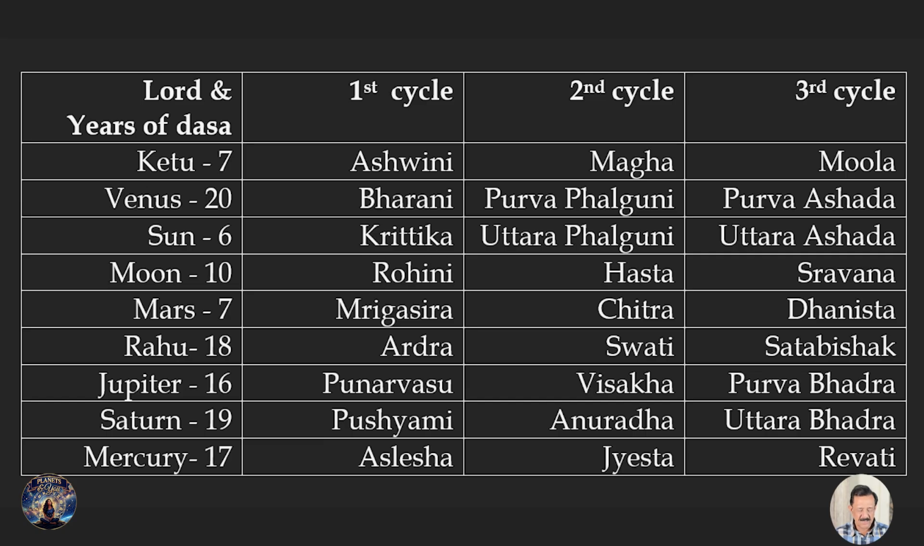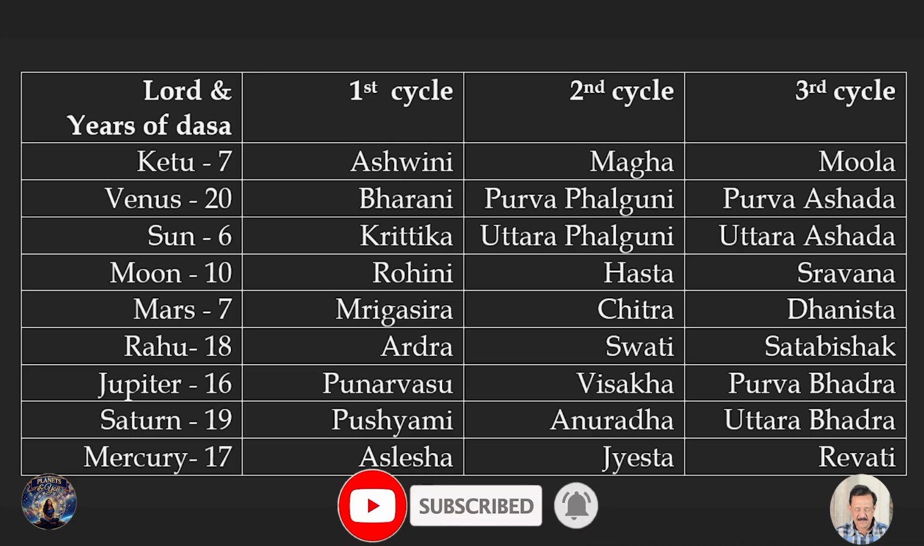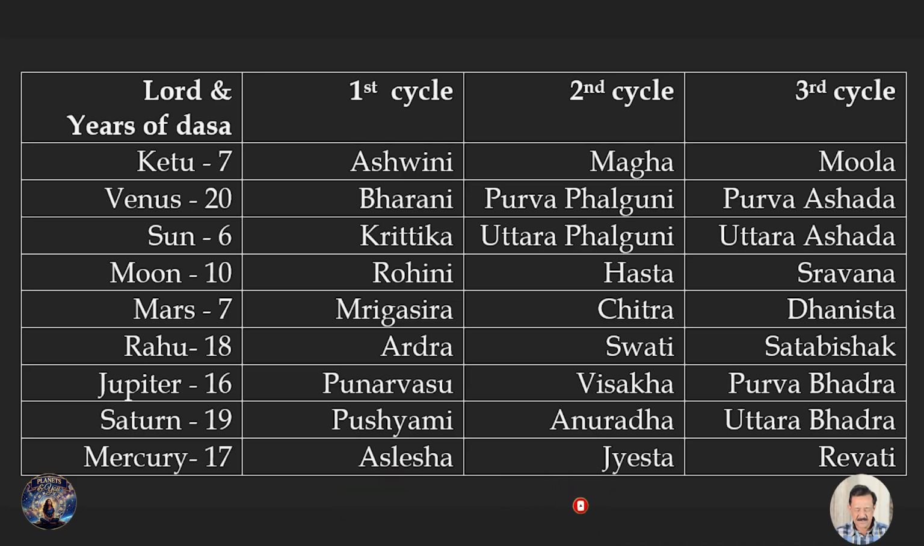The nakshatras are Ashwini, Bharani, Kritika, Rohini, Mrigasira, Arudra, Punarvasu, Pushyami, Aslesha. These come under the first cycle. Magha, Purva Falguni, Uttara Falguni, Hasta, Chitra, Swati, Visakha, Anuradha, Jyeshta. These come in the second cycle. The third cycle consists of Moola, Purvashada, Uttarashada, Shravana, Dhanishta, Shatabhishak, Purvabhadra, Uttarabhadra, Revati. These are 9 stars each in 3 groups, that is 27 nakshatras.